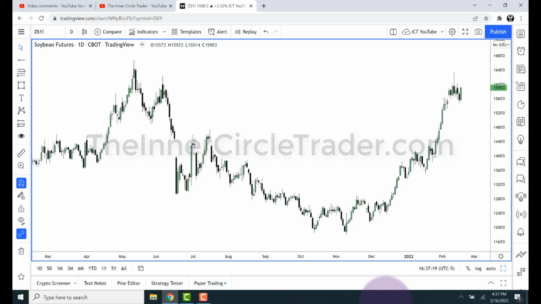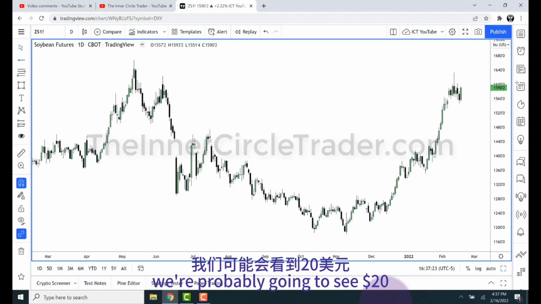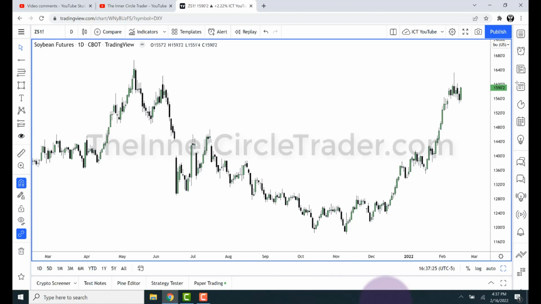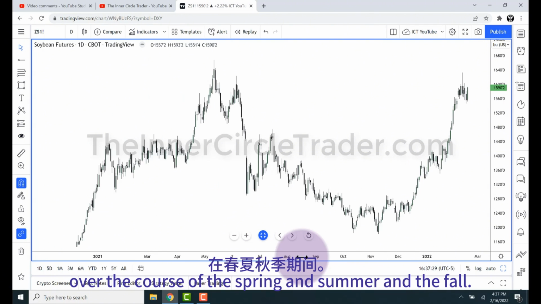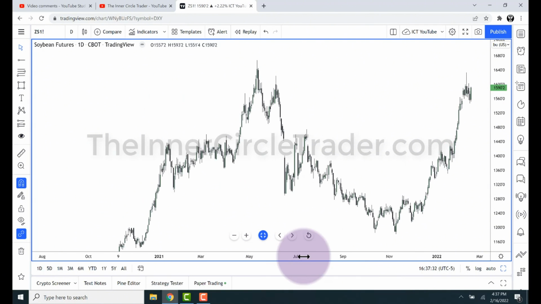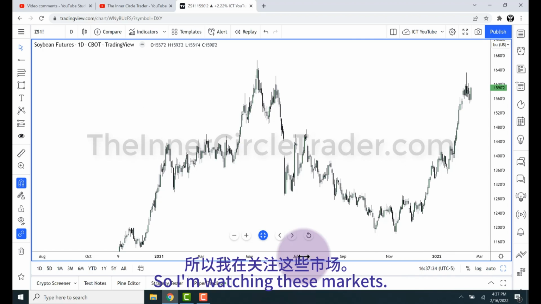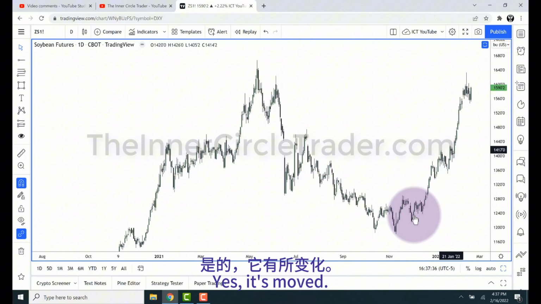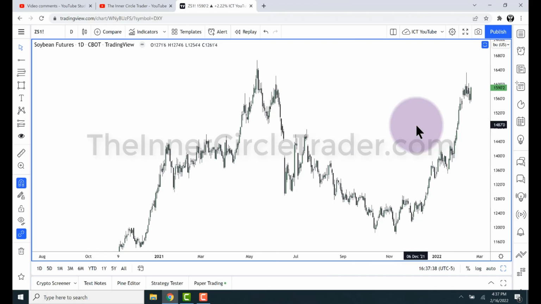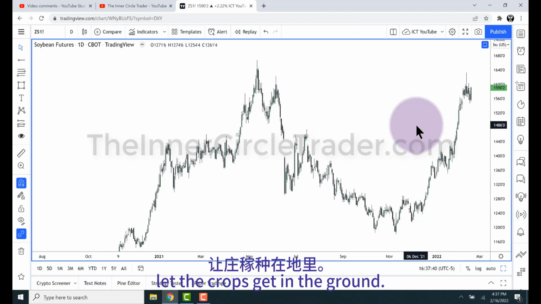So soybeans. This bad boy looks like we're probably going to see $20 a bushel over the course of the spring, summer, and the fall. So I'm watching these markets. Yes, it's moved. Okay, but let the crops get in the ground.